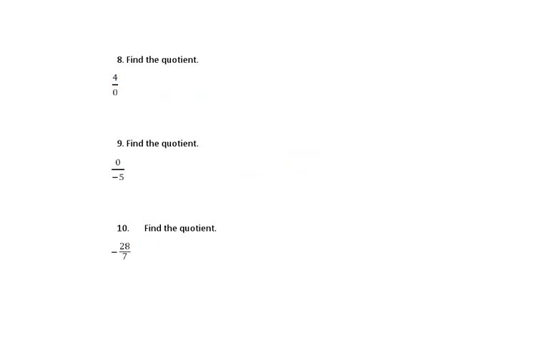Find the quotient. 8 is a trick question. If you were to put 4 divided by 0 in the calculator, you're going to get an error message. And sometimes error is good. In this case, it's undefined. And that's what the answer is, undefined.